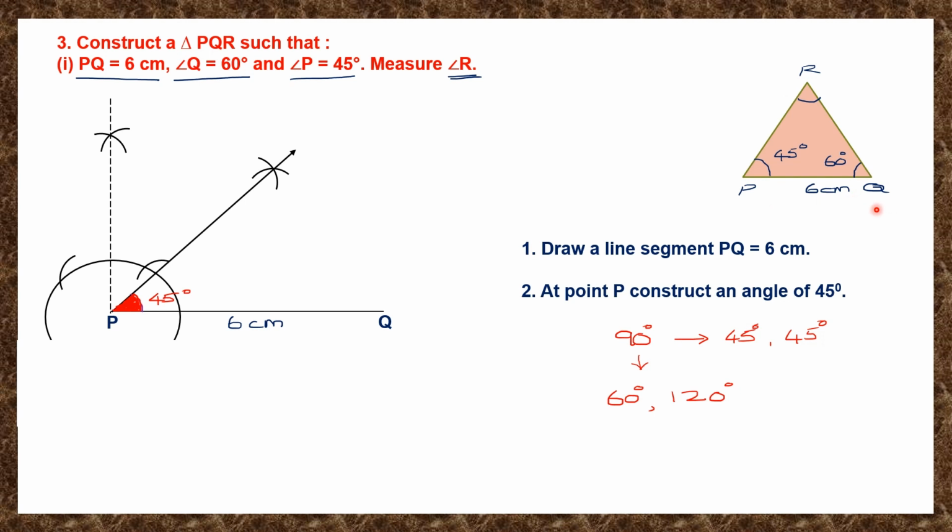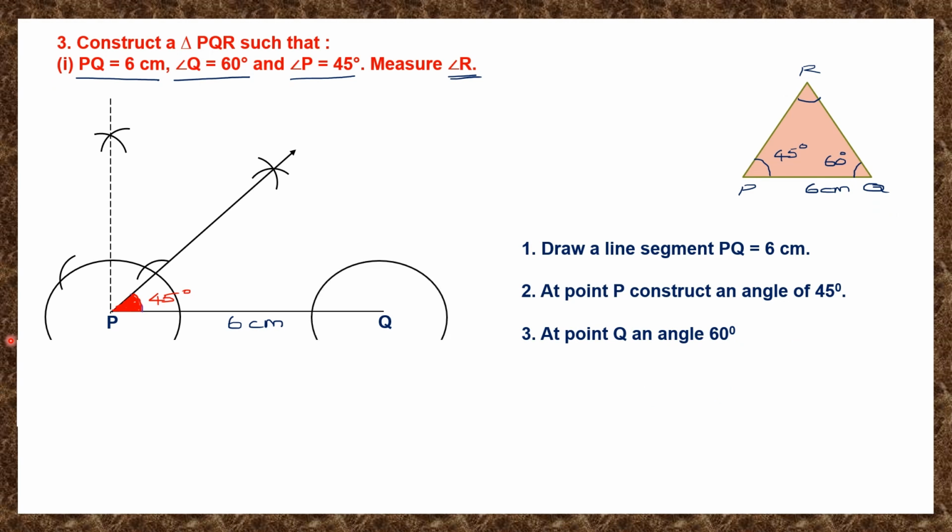Now we have to construct 60 degrees at point Q. So the next step, at point Q, construct an angle of 60 degrees. So for that, draw an arc and placing your compass neatly here, cut this arc. Okay, any measurement. The first arc will always be 60 degrees. Now draw a line. So this point is 60 degrees. So at point Q, we have constructed an angle of 60 degrees.